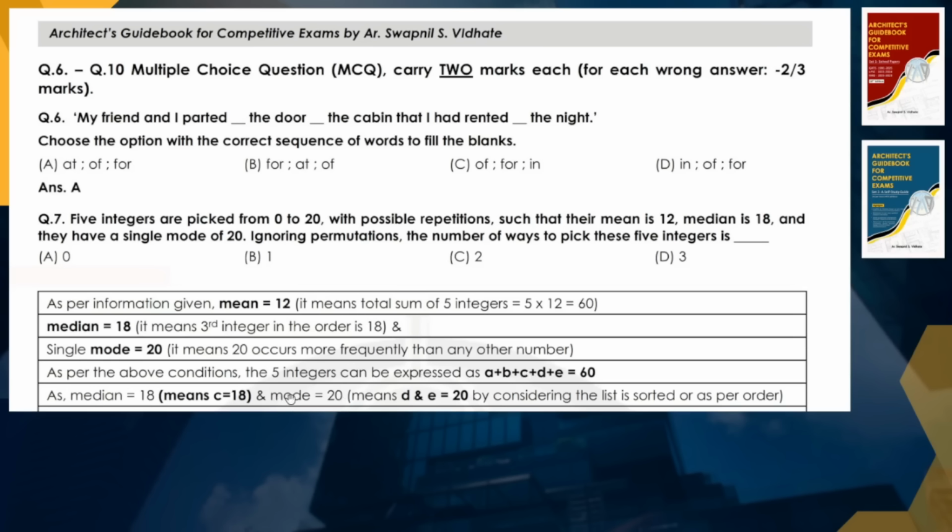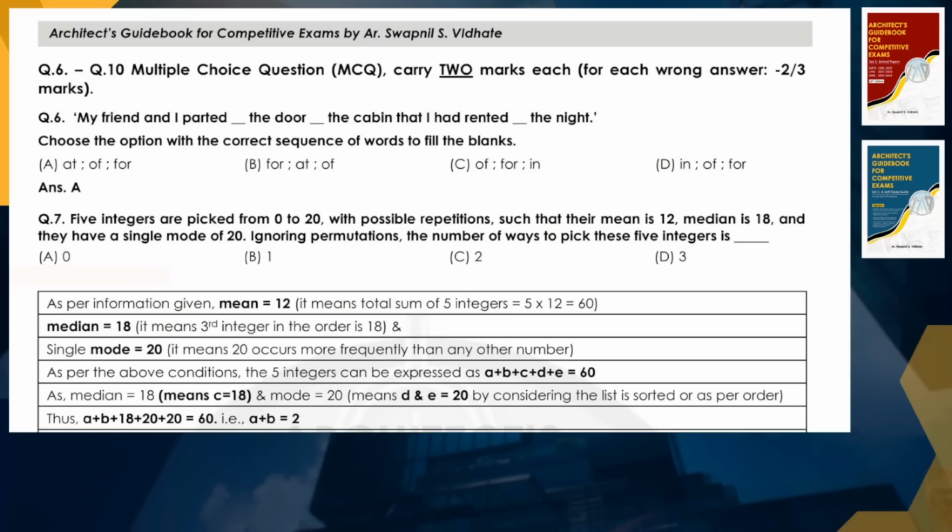And mode, that means 20, is appearing more than one time, right? So we just assume that d and e are 20, and consider that a, b, c, d and e are in sorted, increasing order. So if we put the value of c as 18, d and e as 20, what will we get? a plus b plus 18 plus 20 plus 20 will be equal to 60. That means that a plus b will be 2, right?